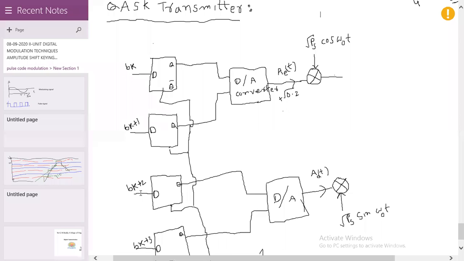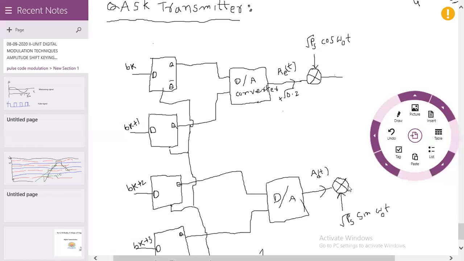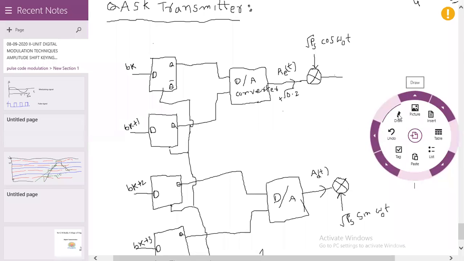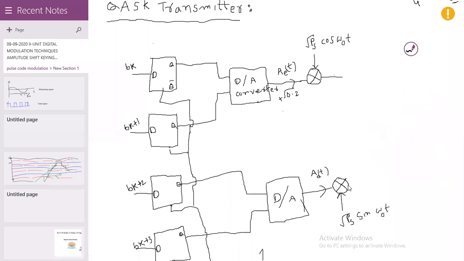In a similar way, the third bit and fourth bit are given to the D-type flip-flop according to the duration, and that is again given to a digital to analog converter. It gives the corresponding A naught of T. Again A naught of T has 4 values: plus or minus root of 0.2, plus or minus 3 into root of 0.2. This is multiplied with root of PS sin omega naught T.